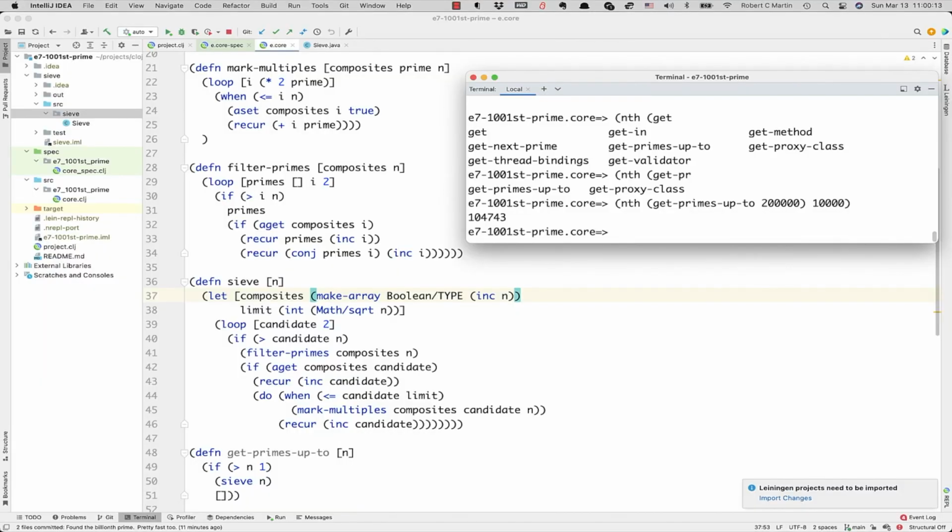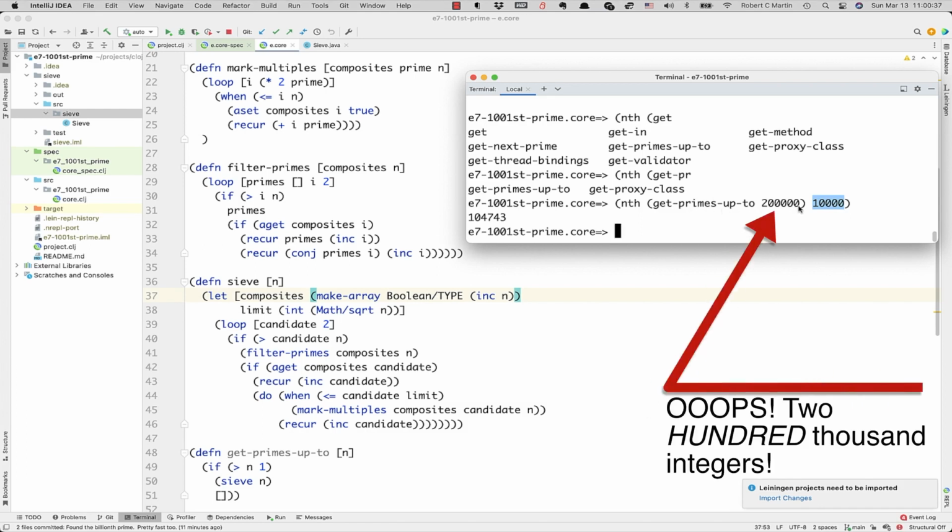So here's the old Clojure code that we used back in episode 3. This was the slow version. Remember later on we wrote a really fast Java version? Well, this is the slow version. And I used that just to find the 10,000th, there it is, the 10,000th prime out of the first 20,000 integers.